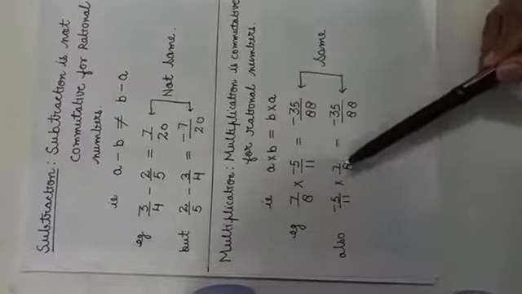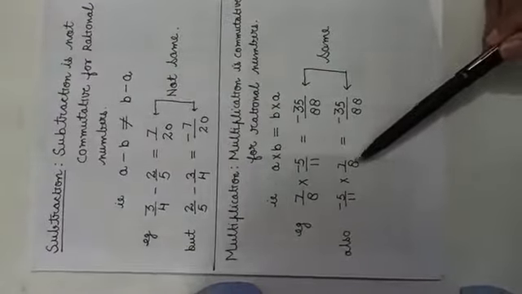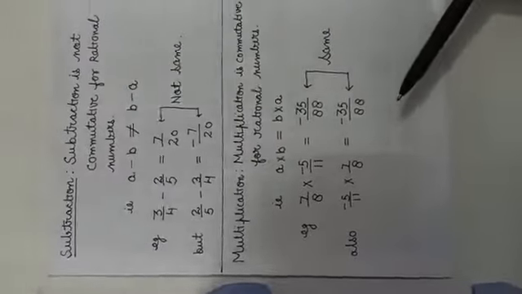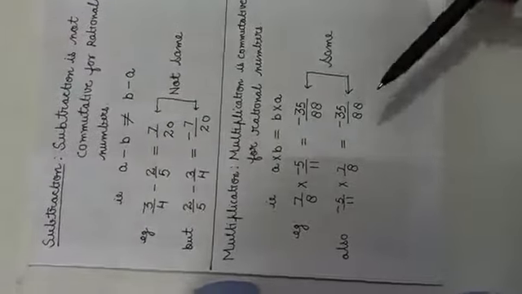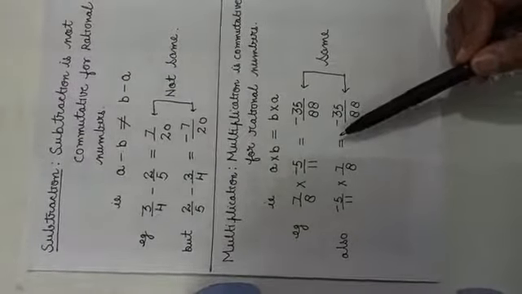Now I interchange the numbers. I have written minus 5 by 11 first and then I have written 7 by 8. What answer are we getting? The same answer. So here we can say the multiplication is commutative for rational numbers, means we can write in any order. Which number we want to write first, we can write.